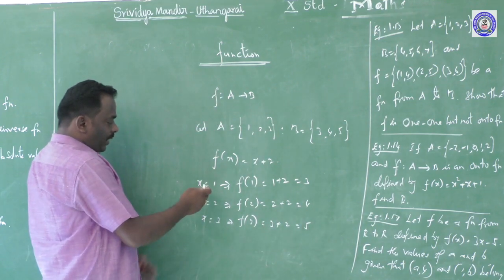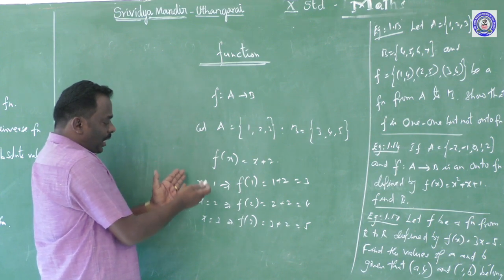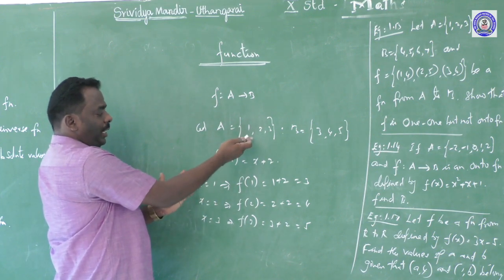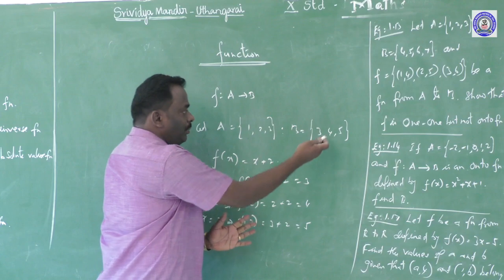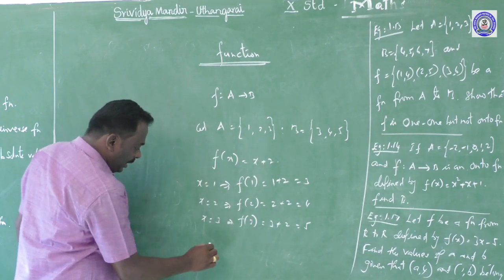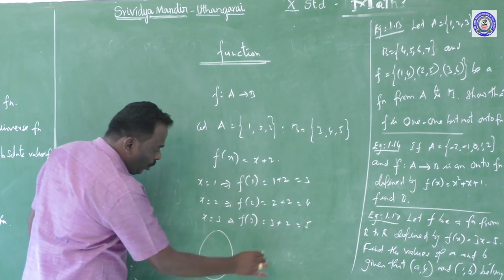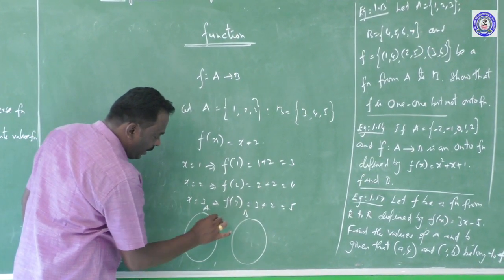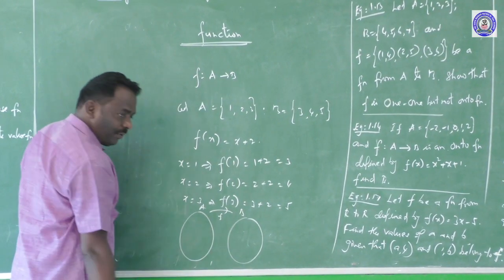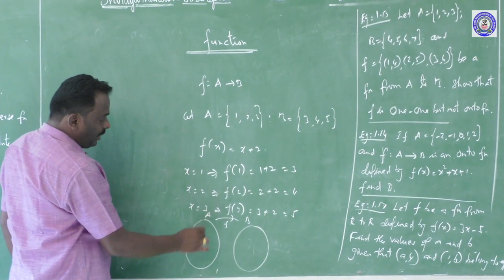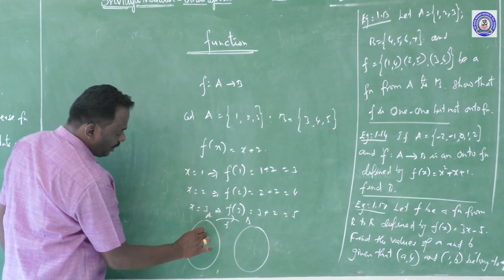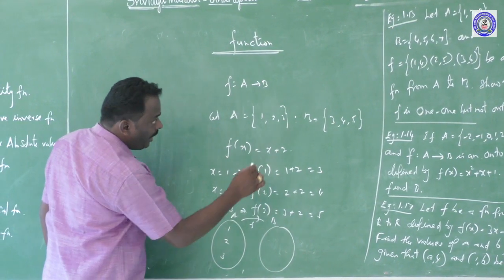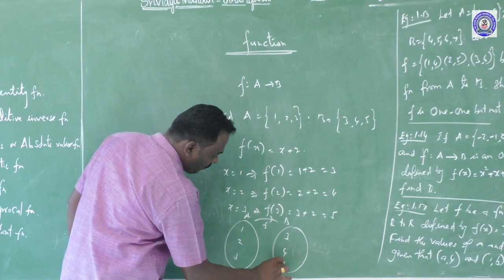That means the x values belong to set A, and the answers belong to set B. Applying the arrow diagram from A to B, the function is defined by f. The elements of set A are 1, 2, 3, and the elements of B are 3, 4, 5.